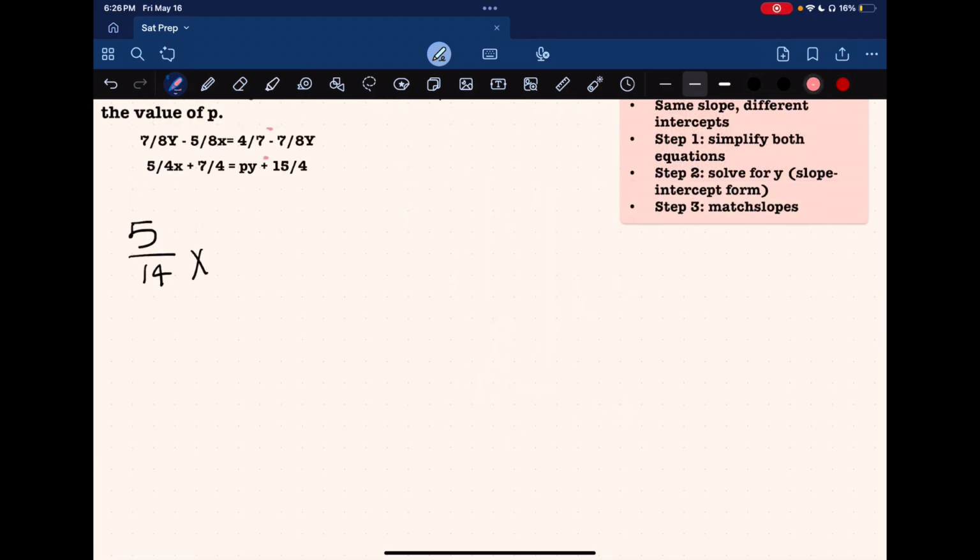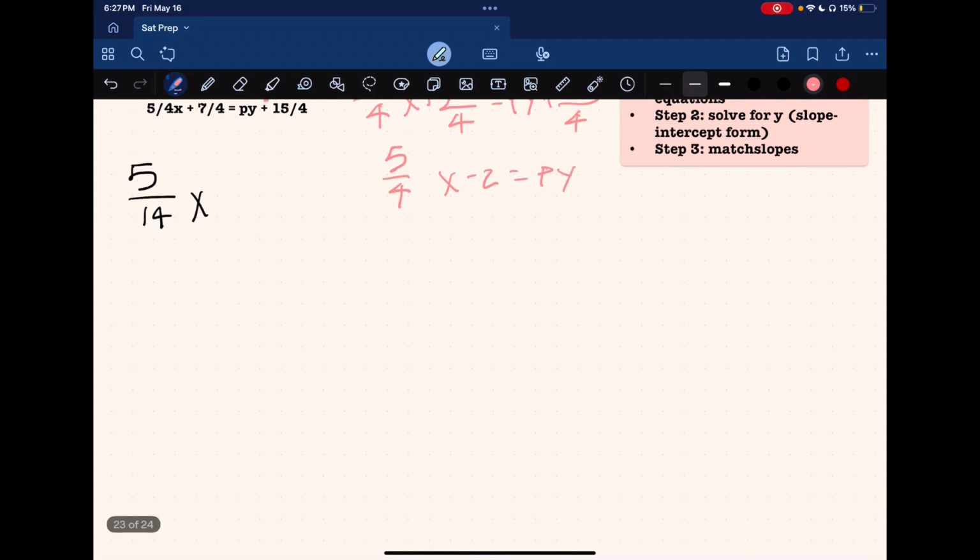Okay, so now we need to find the second equation's slope. So it's going to be 5 over 4x plus 7 over 4 equals 2p y plus 15 over 4. And then we're going to subtract 15 over 4 on both sides, which should give us 5 over 4x minus 2 equals 2p y. And then we want the y by itself.